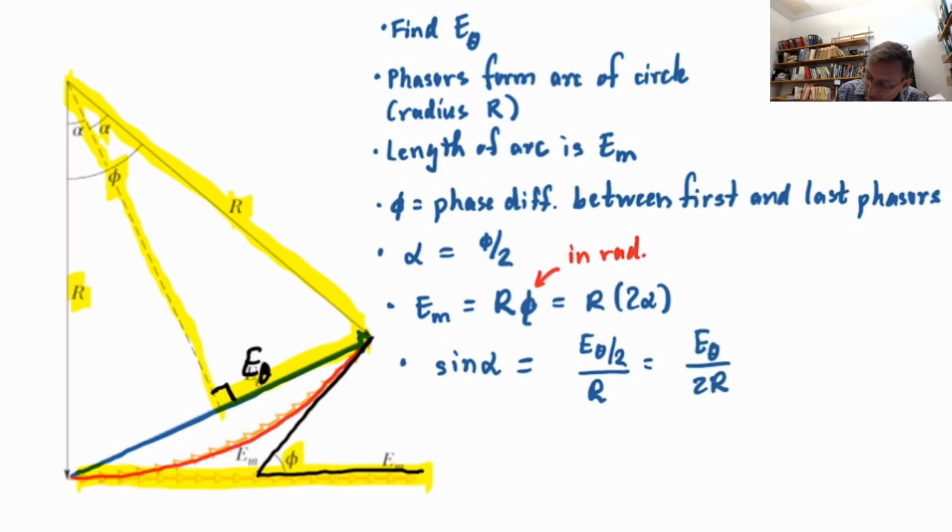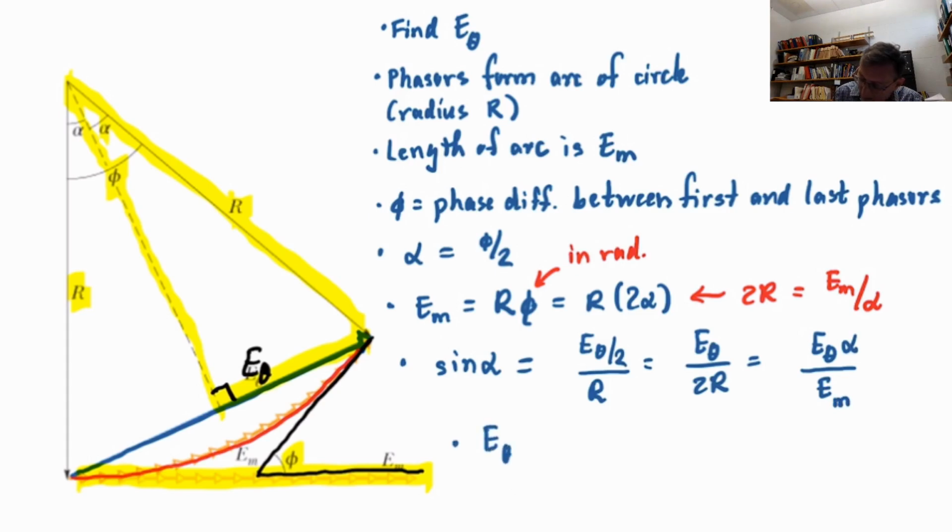But from this expression right here, 2r, beg your pardon, is equal to E max over alpha. Let me substitute that right there. So this is E theta over E max over alpha. That puts the alpha up there. And now we solve for E theta. So E theta is E max times the sine of alpha over alpha.